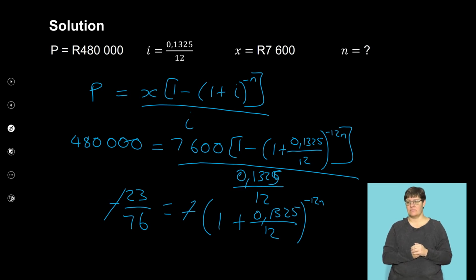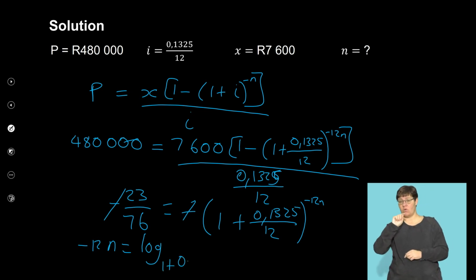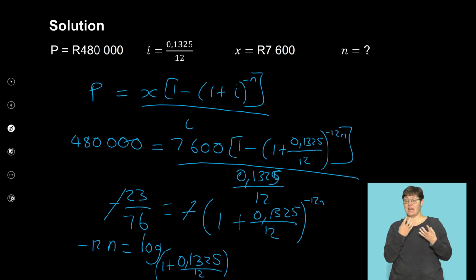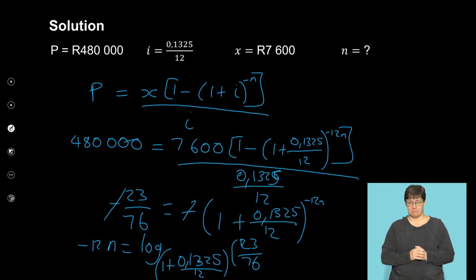Then from here, I will need to introduce my log. My negative 12n will be equal to the log of my base, which is 1 plus 0.1325 over 12, and then my number will be 23 over 76.